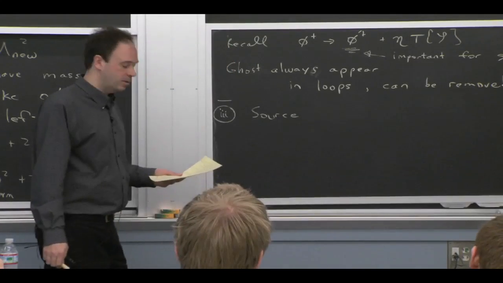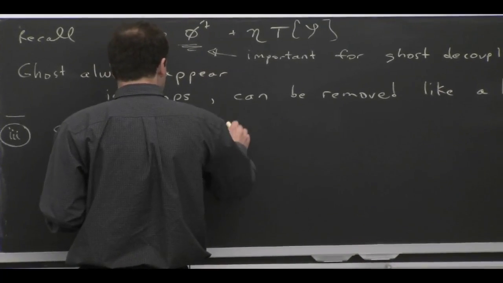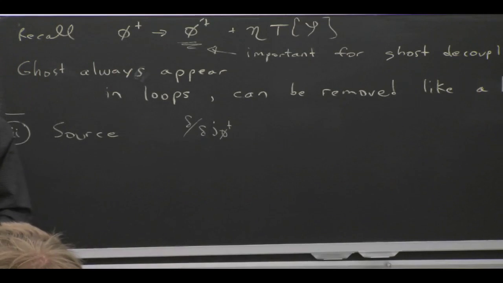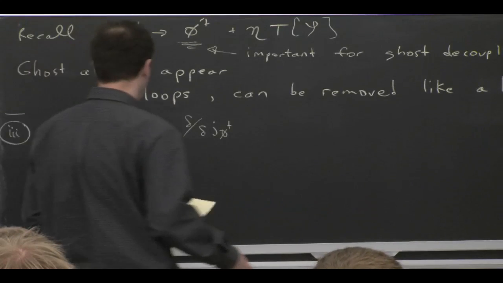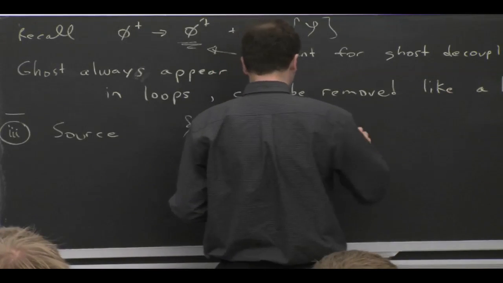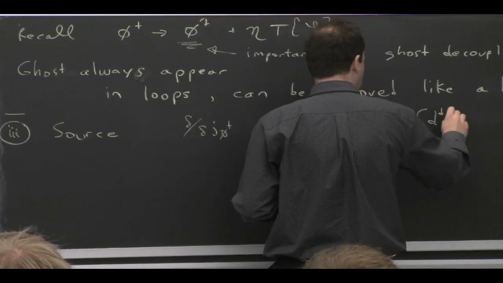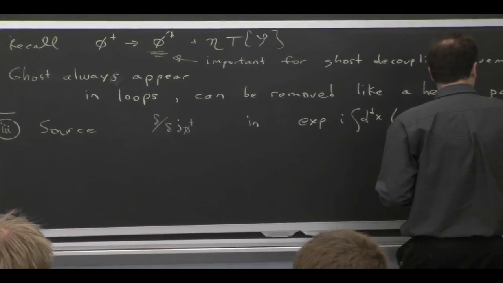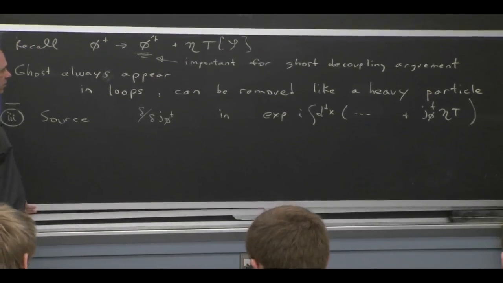So then the final thing we have to worry about is the source. There was an extra term with J phi dagger that we had last time. I'll remind you what it looked like. In our path integral, we had an exponential of a bunch of stuff, but then there was one final term that was induced that involved J phi dagger from the field redefinition.